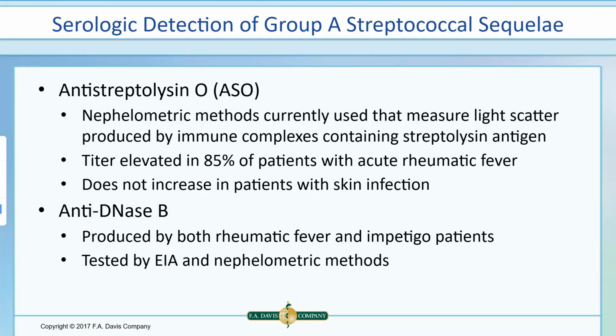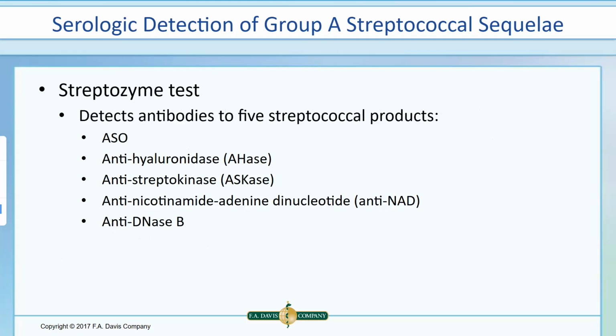There's also the anti-streptolysin O. Nephelometric methods are currently used that measure light scatter produced by immune complexes containing streptolysin antigen. Titer elevated in 85% of patients with acute rheumatic fever. Does not increase in patients with skin infection. Anti-DNase B, produced by both rheumatic fever and impetigo patients. It's tested by enzyme immunoassay and nephelometric methods. The streptozyme test detects antibodies to 5 streptococcal products.